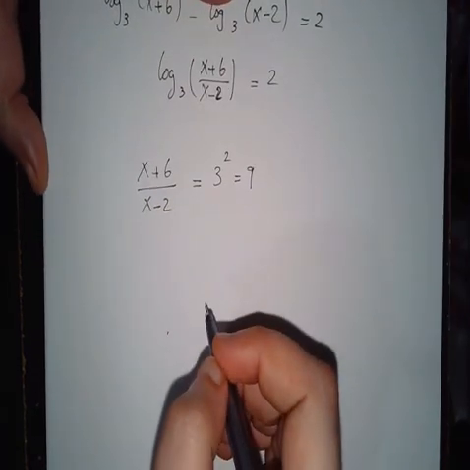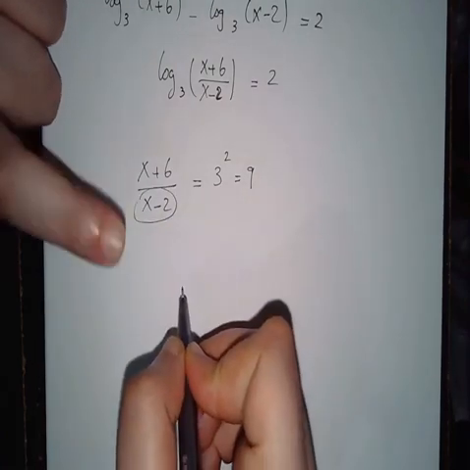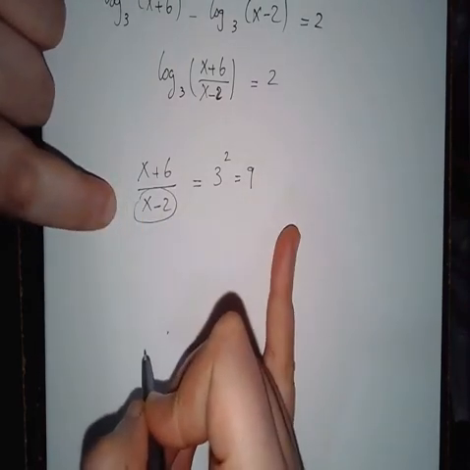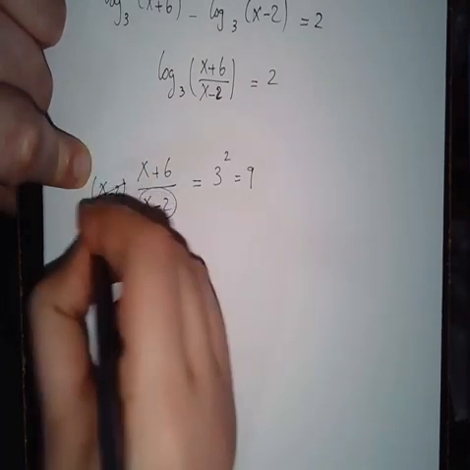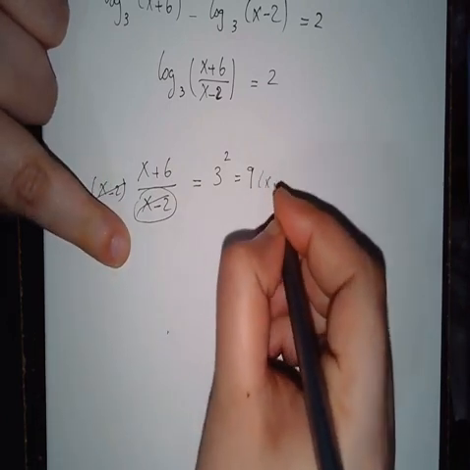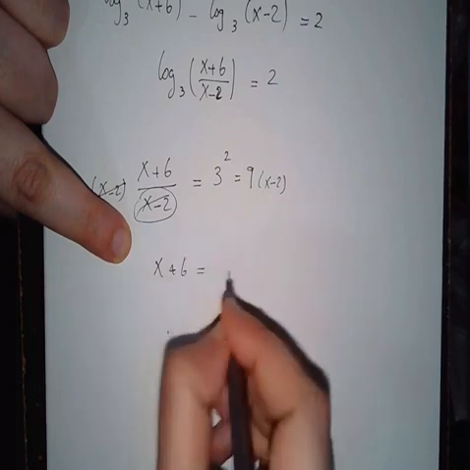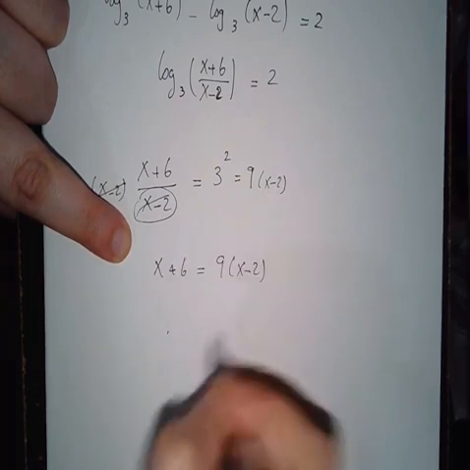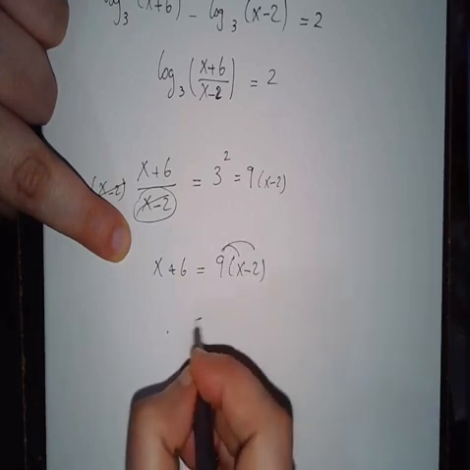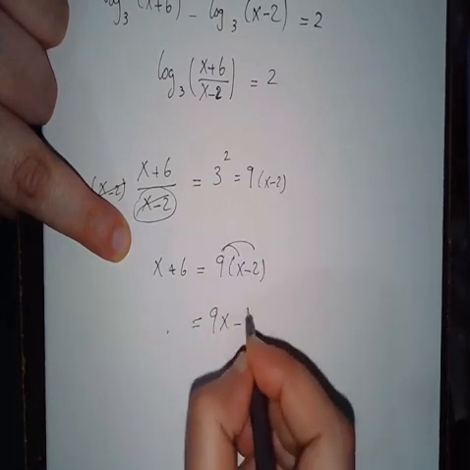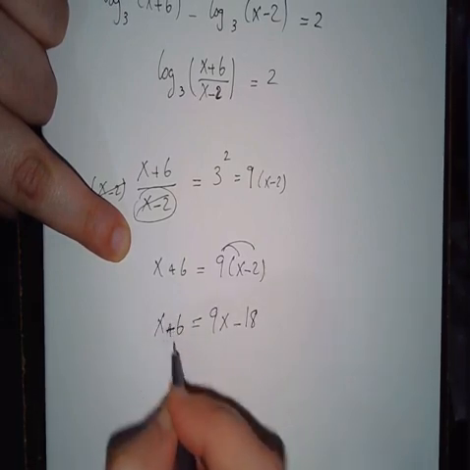And now we need to solve for x. The first step is to get rid of the bottom. The easiest way is to multiply both sides by x minus 2. So we have x minus 2 on this side, these cancel, and x minus 2 on this side, and you have x plus 6 equals 9 times x minus 2. I'm going to multiply the 9 in, and that's 9x minus 18. And on this side we have x plus 6.